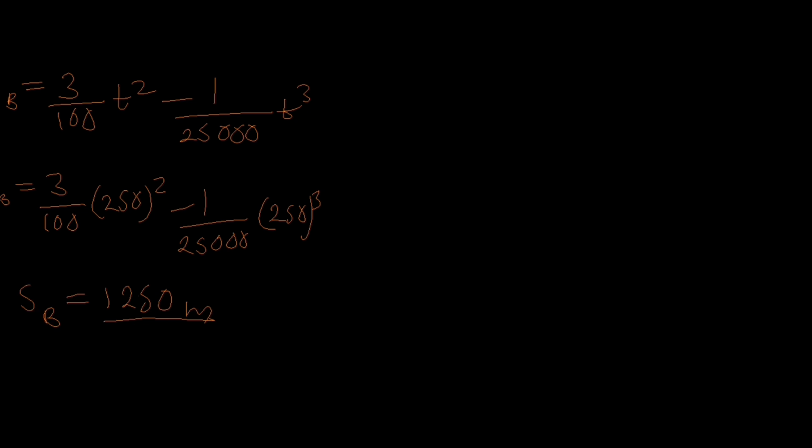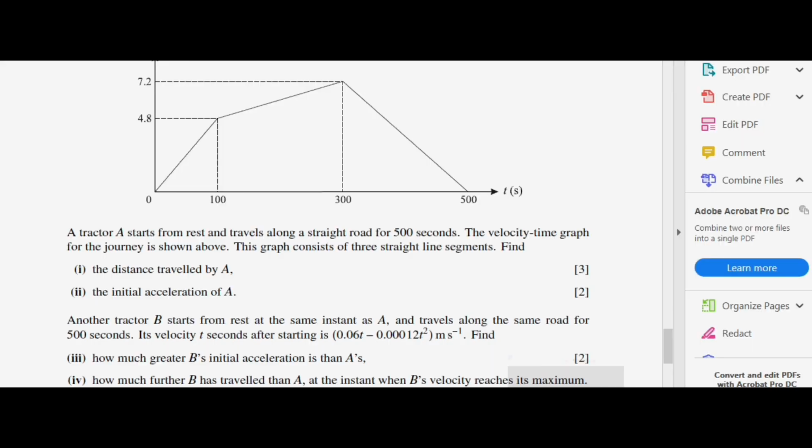So now I need to find out what distance A would have traveled when t is equal to 250. Well, 250 is somewhere here, so I need to find the distance up to here. How do I find that? It's going to be the area underneath this triangle plus the area of the trapezium up to 250. So now I need to get this point here. I need to ask myself, what is the velocity of tractor A when t is equal to 250? How do I do that?